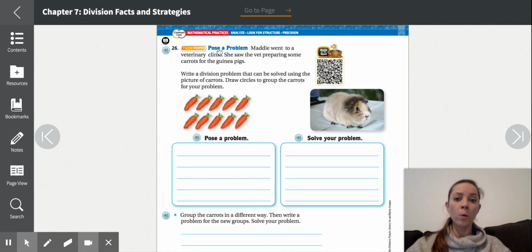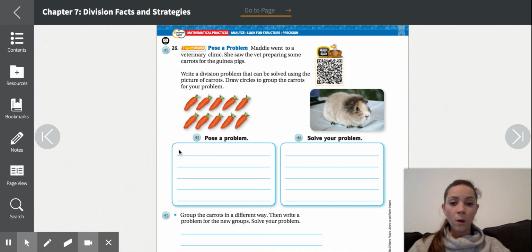It says pose a problem. That means kind of create a problem for somebody else to do. Maddie went to a veterinary clinic. She saw the vet preparing some carrots for the guinea pigs. Write a division problem that can be solved using the picture of carrots. Draw circles to group the carrots for your problem. So when they say write a division problem, they mean like a word problem.